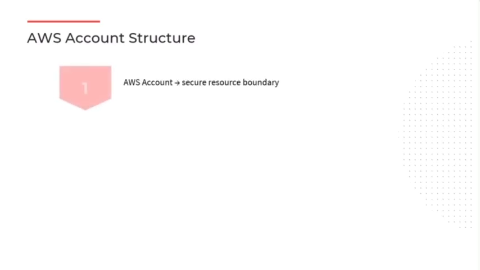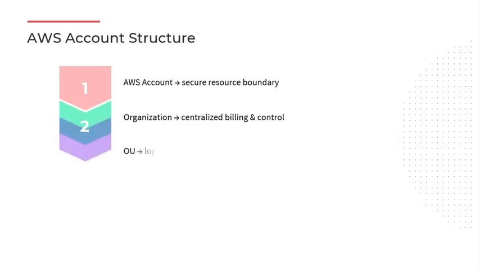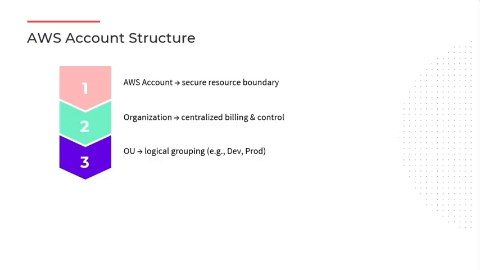At the top are accounts, each acting as a secure boundary for billing, access, and isolation. These accounts are grouped into an AWS organization, which enables centralized control and consolidated billing. Within organizations, you can create organizational units, OUs, logical groupings like dev, test, or prod.